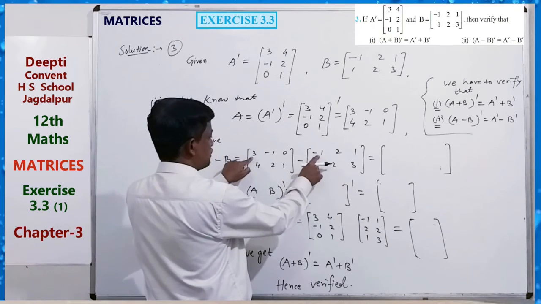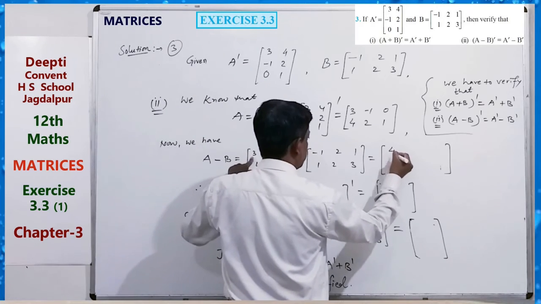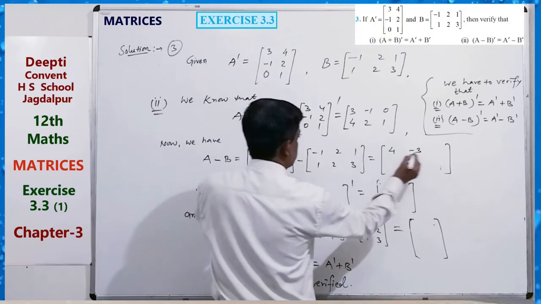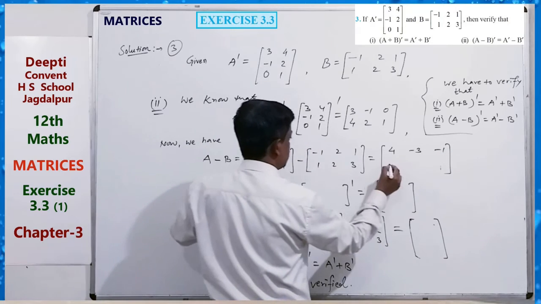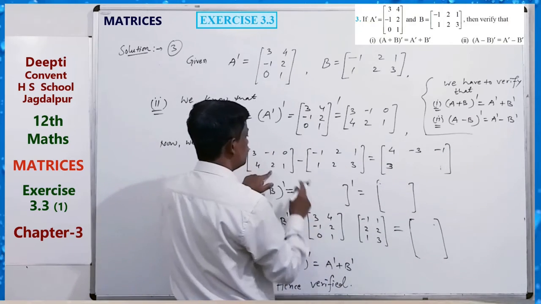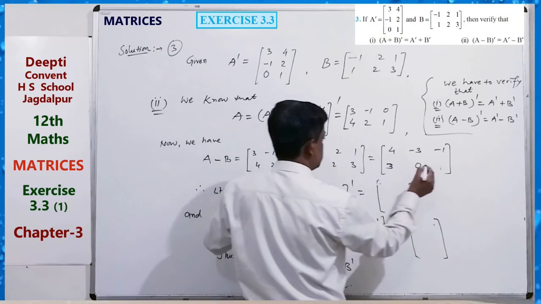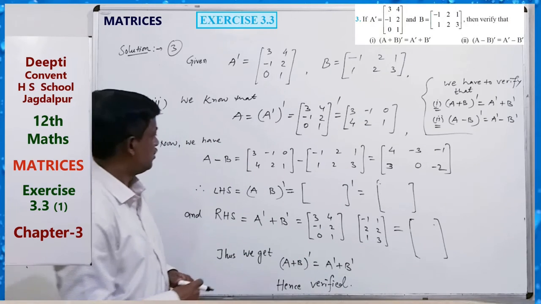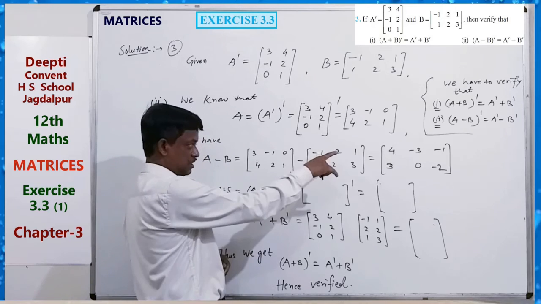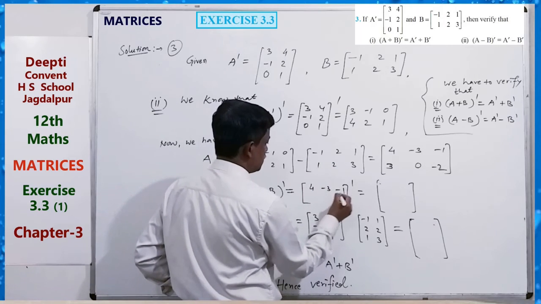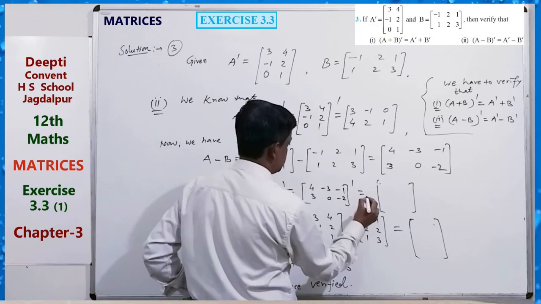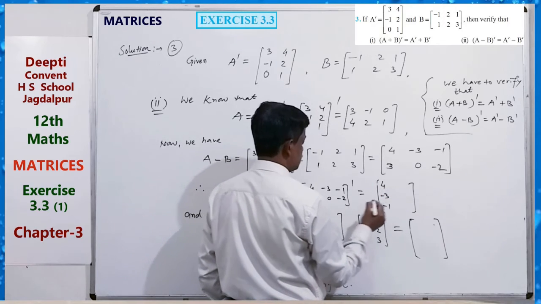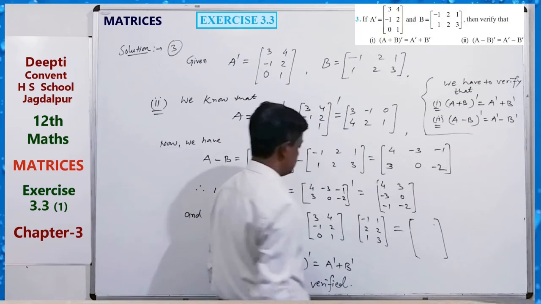So 3 minus minus 1 is 4, minus 1, minus 2, minus 3; 0, minus 1, minus 1; 4, minus 1, minus 3; 3, 2, minus 2, 0; 1, minus 3, minus 2. We get this. Now just take its transpose: 4 minus 3 minus 1, 3 0 minus 2.